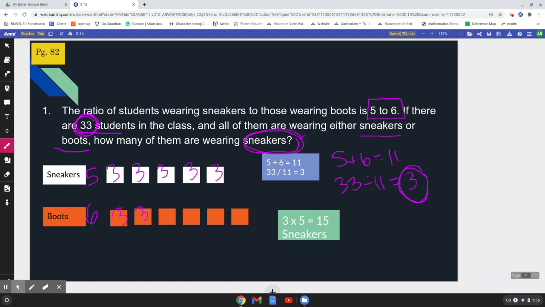Now, this is going to be important because we're trying to find a part of the whole, and this is just a strategy for finding that. So now the original problem wants to know sneakers. So I'm looking at this here. This is what matters right there. There are 3 in every one, and how many kids are wearing the sneakers? Well, the answer is 5. It's 5 to 6. So 3 times 5 makes 15. So there are 15 kids that are wearing sneakers.